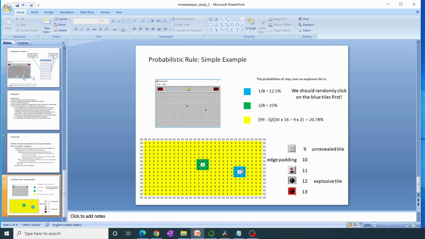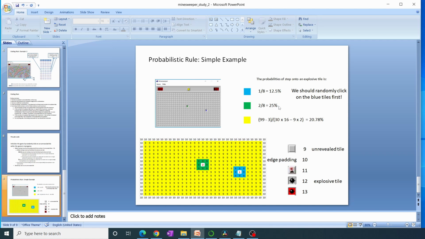For example, the 8 blue tiles are next to number 1, which means they can only have 1 explosive tile, so the probability of stepping onto an explosive tile when we randomly click on the blue region is 1 divided by 8, which is 12.5%. Similarly, we can calculate the probability on the green region, because the green region surrounds the number 2, which means the probability of stepping onto an explosive tile in the green region is 2 divided by 8, which is 25%. Similarly, we can calculate the probability in the yellow region, which is 20.78%.